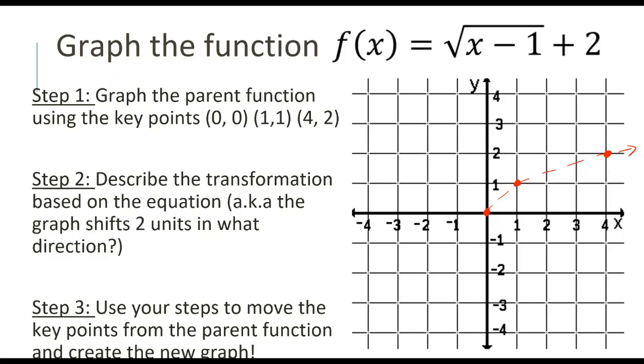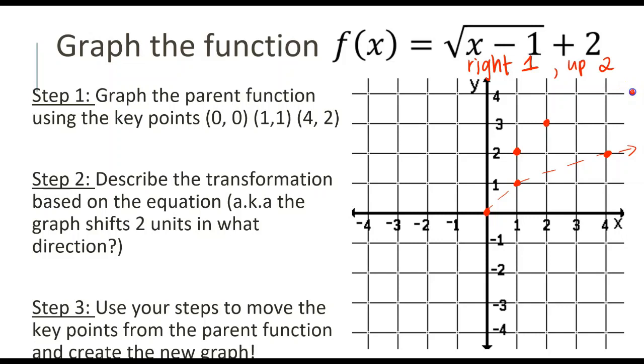Step 2, describe the transformation based on the equation. So doing exactly what we did in that last problem. If this is x minus 1, that's telling me I'm moving to the right 1. And if that's plus 2, that means I'm moving up 2. And so the points from our parent function is exactly what we are moving. So check it out. I'm moving right 1, up 1, 2.